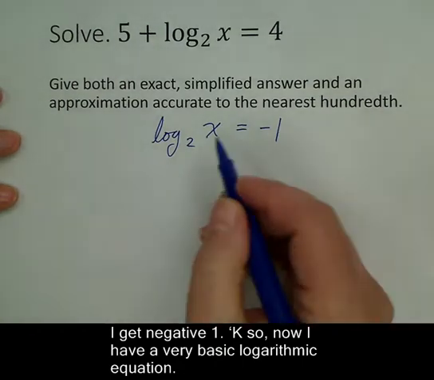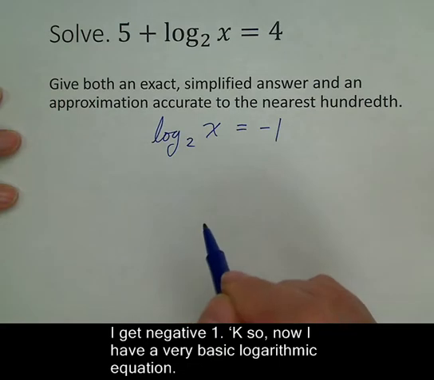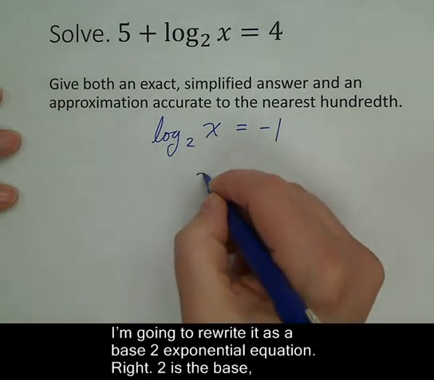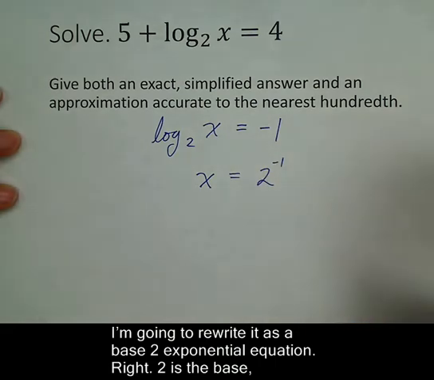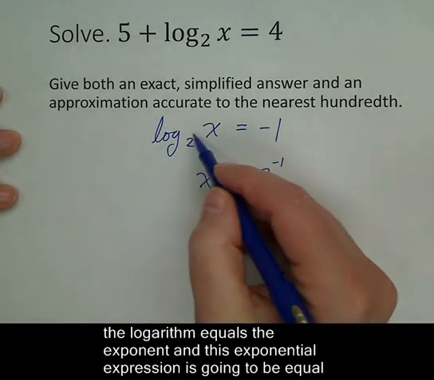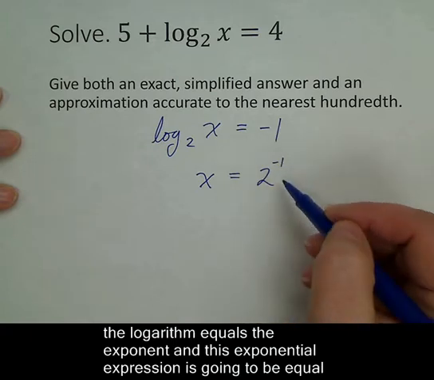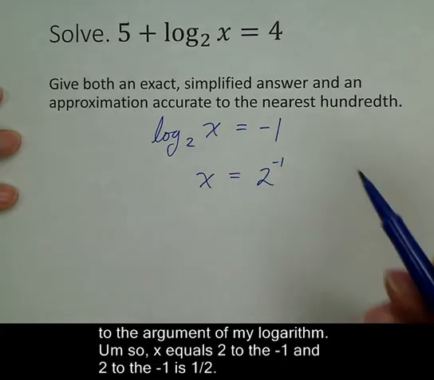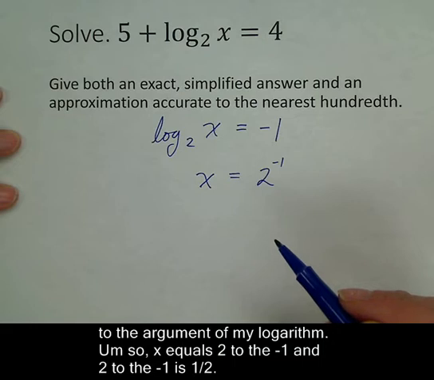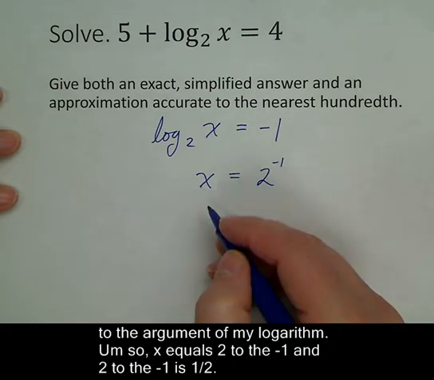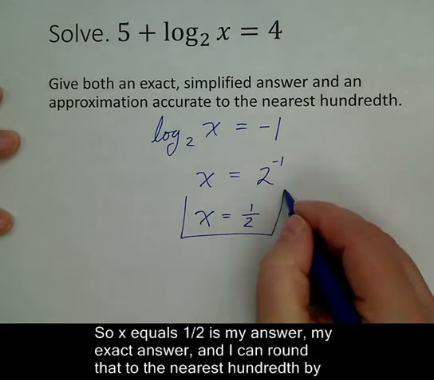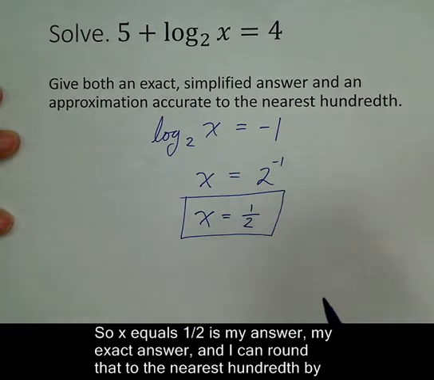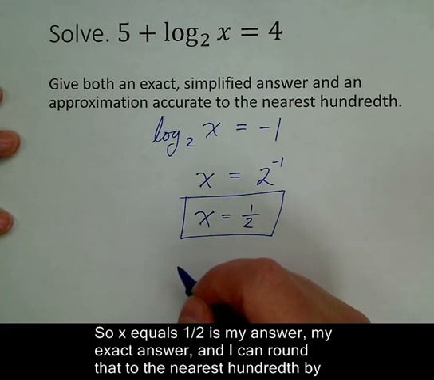Okay, so now I have a very basic logarithmic equation. I'm going to rewrite it as a base 2 exponential equation. Right? The 2 is the base, the logarithm equals the exponent, and this exponential expression is going to be equal to the argument of my logarithm. So x equals 2 to the negative 1, and 2 to the negative 1 is 1/2. So x equals 1/2 is my answer, my exact answer.